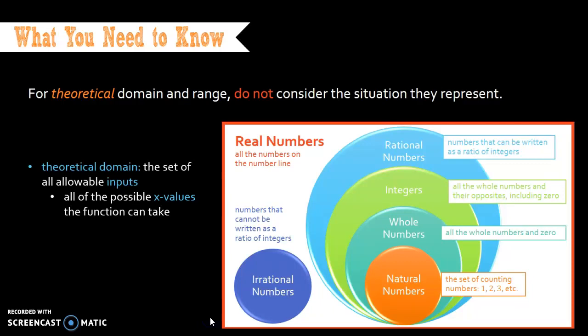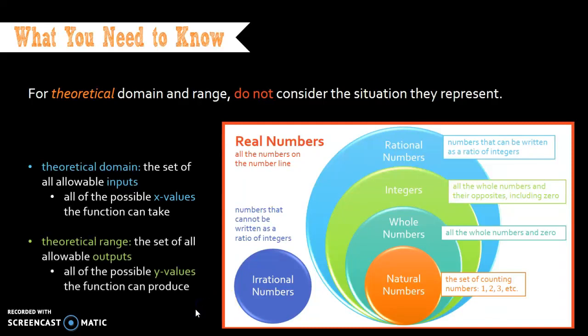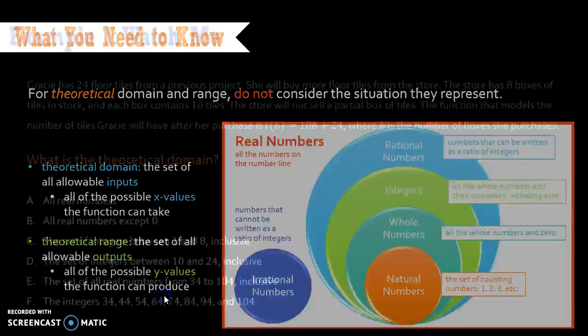Your theoretical domain is going to be the set of all of the allowable inputs, all of the values that can be possible for x that your function can take on. And then your theoretical range is the set of all of the outputs that you can possibly have, or all of the y values that your function can produce.